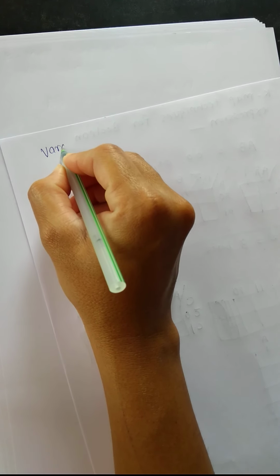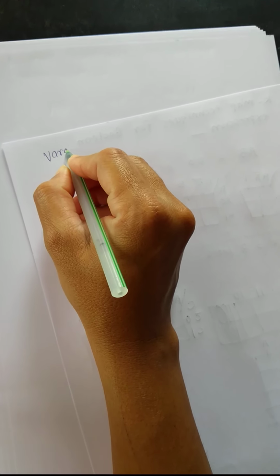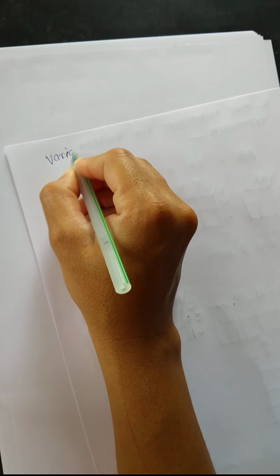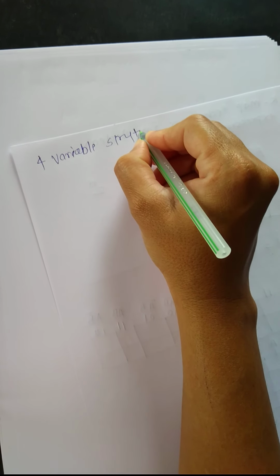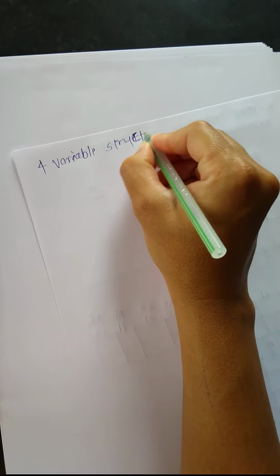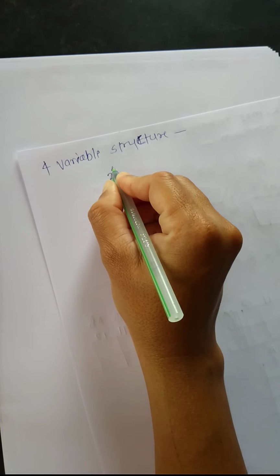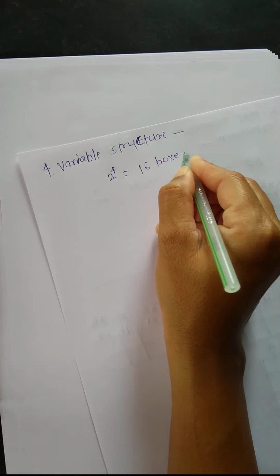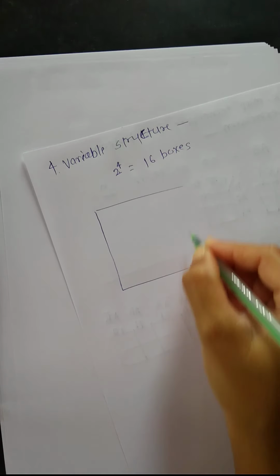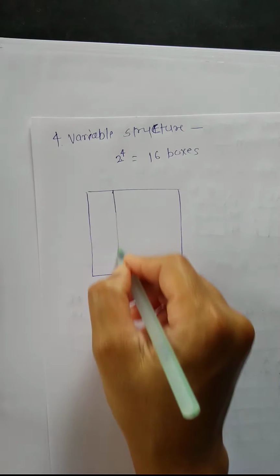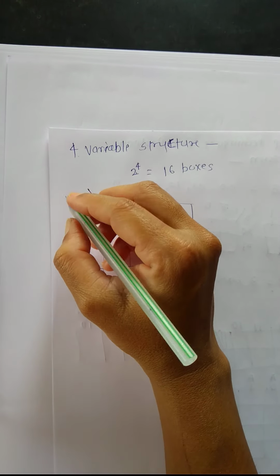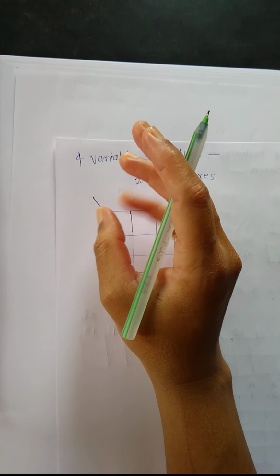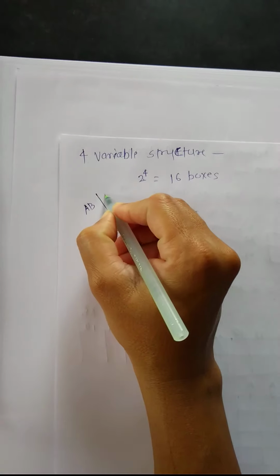In a 4 variable structure, 2 raised to n, so 2 raised to 4, 16 boxes are required. So the K-map needs 16 boxes. There are 16 boxes for the 4 variable structure, and in a 4 variable there are the inputs A, B, C, D. So here is the AB input, here is the CD.